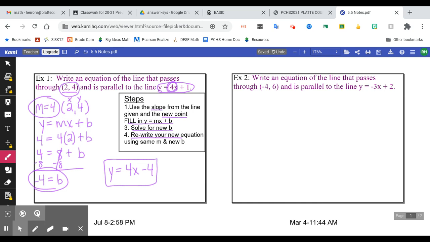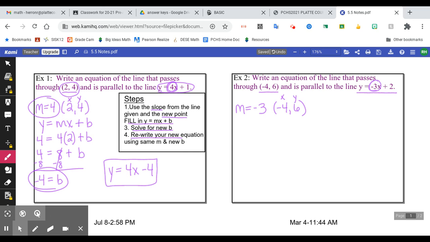Okay, same thing. Write an equation of the line that passes through (-4, 6) and is parallel to the line y = -3x + 2. So again, if it's parallel, we only need the slope from that line. Okay, so my slope is going to be exactly the same, -3. The point they gave me is (-4, 6). And now I'm right back to where I was in the other lessons.